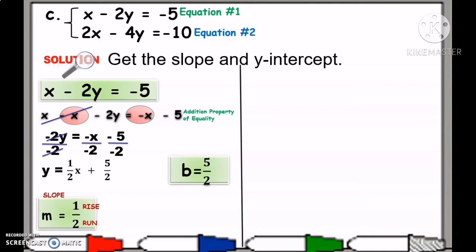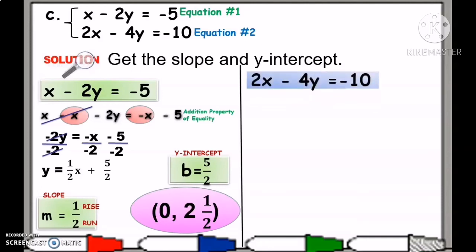But, since tayo po ay nagpa-plot, mas maganda po, i-convert natin ito sa mixed number para ma-locate natin ang exact location ng coordinate. So, 5 over 2 is also same as 2 and 1/2. So, ang coordinate po natin is 0 and 2 and 1/2. Okay? Then, equation number 2, 2x minus 4y equals negative 10.